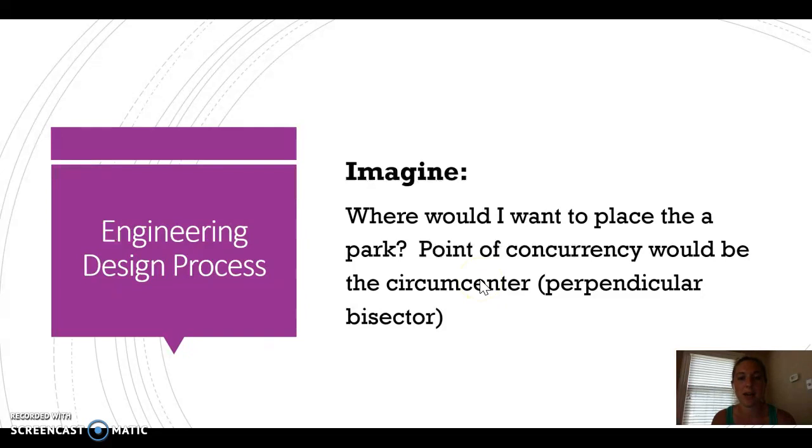So I ended up imagining where would I want to place a park that was equidistant, so the same distance away from my house, my parents' house, and I actually ended up using my dad's office because I couldn't find a map that had two different counties on it. And the point of concurrency that I would have to find would be the circumcenter, which is constructing the perpendicular bisectors of a triangle because it is the same distance away from the vertices.